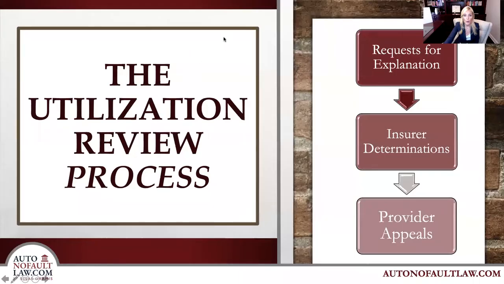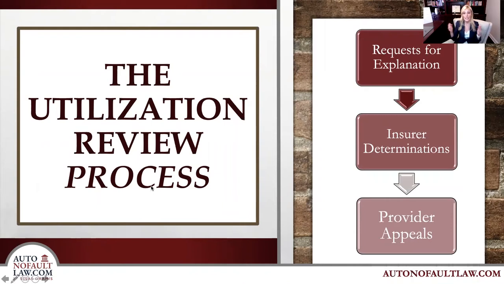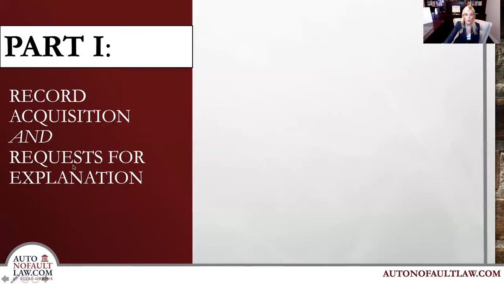And with that, I'd like to share a PowerPoint presentation that I've prepared on utilization review. The utilization review process consists of three separate stages: the request for explanation stage, the insurer determination stage, and the appeal stage. Importantly, the utilization review process only involves medical providers, insurance companies, or the Michigan Catastrophic Claims Association, and DIFS. There is no direct role for a patient or an injured person in the DIFS utilization review process.